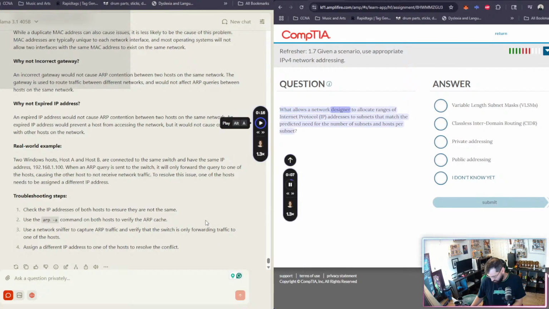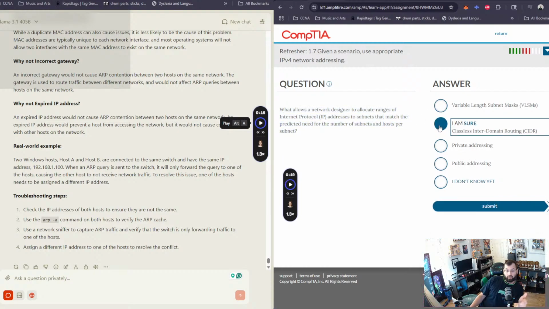What allows a network designer to allocate ranges of Internet Protocol, IP, addresses to subnets that match the predicted need for the number of subnets and hosts per subnet? CIDR. CIDR is what does it. I remember now, after reading that last question, CIDR is the abbreviation of the subnet mask, which I think is also the port number. But don't quote me on that one. That's where you have the IP address, IPv4, and it's slash something. That's CIDR, instead of saying the IP address and the subnet mask is 255.255.255.255.